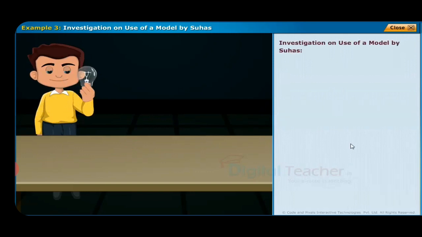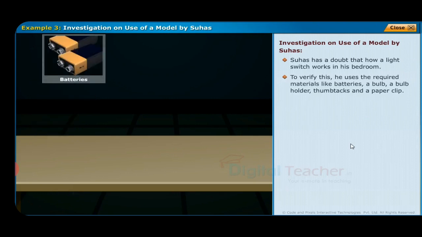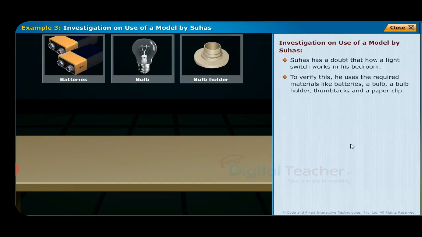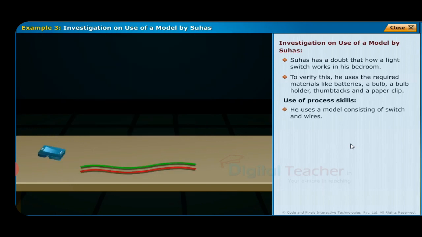Example 3. Investigation on use of a model by Suhas. Suhas has a doubt that how a light switch works in his bedroom. To verify this, he uses the required materials like batteries, a bulb holder, thumbtacks and a paper clip. Use of process skills. He uses a model consisting of switch and wires.